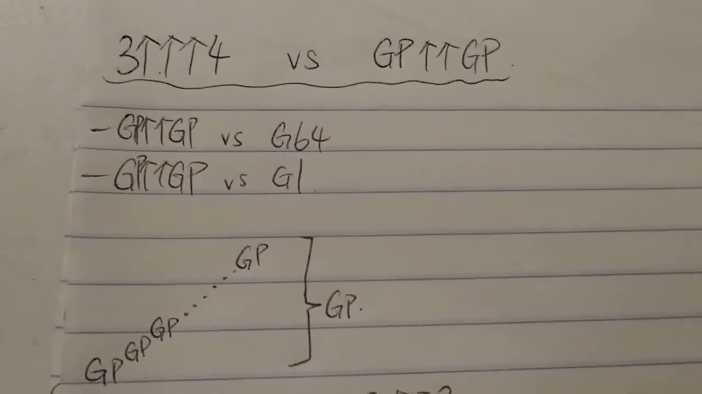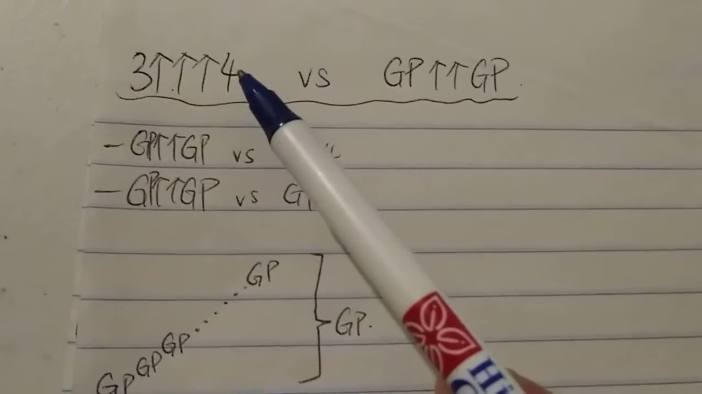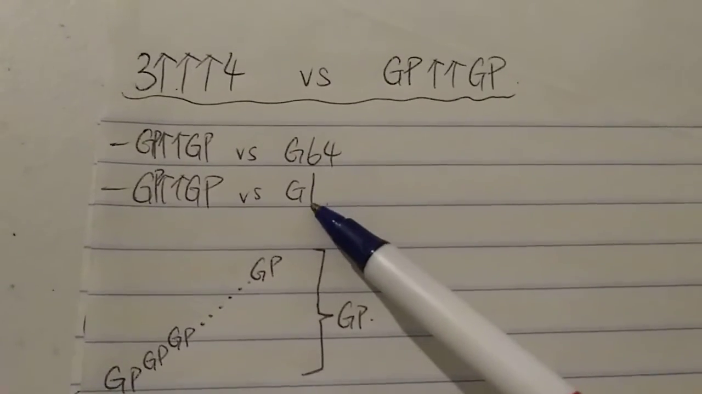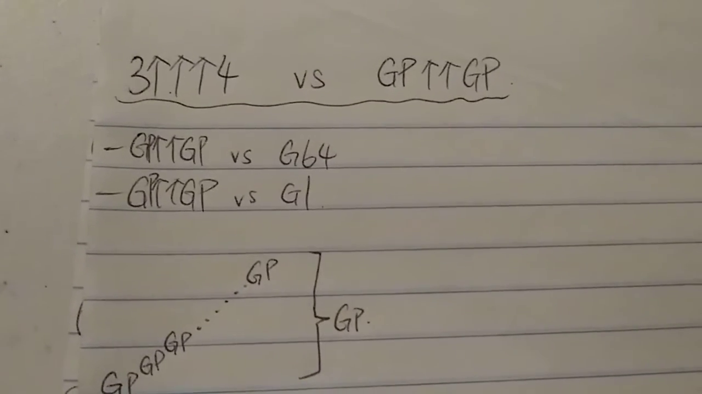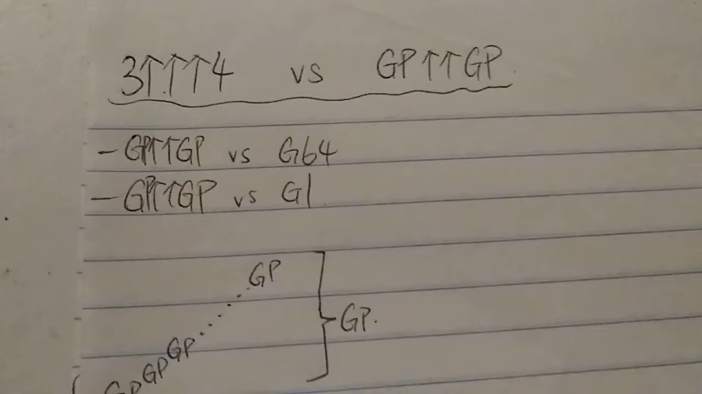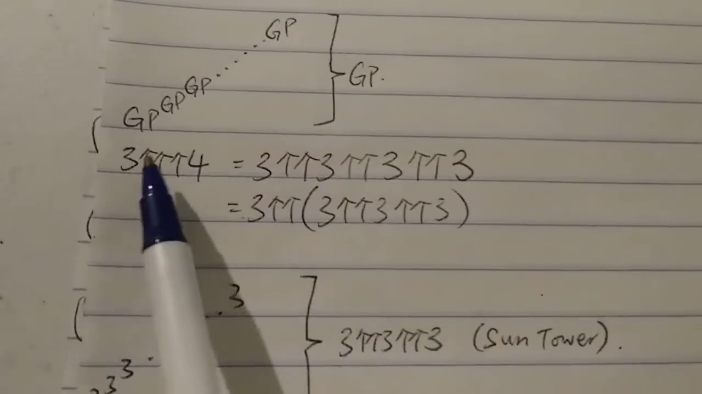But then people say, what about 3 arrows 4? This number is of course much smaller than G1, because G1 has 4 arrows and this one has only 3 arrows. So which one is bigger? Actually, it's not difficult to see. Let's take a look.